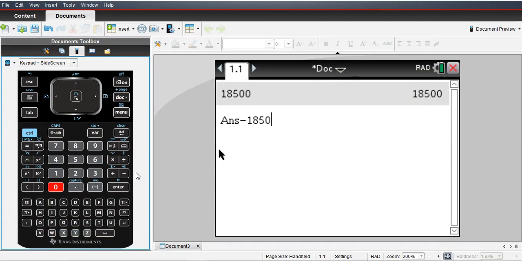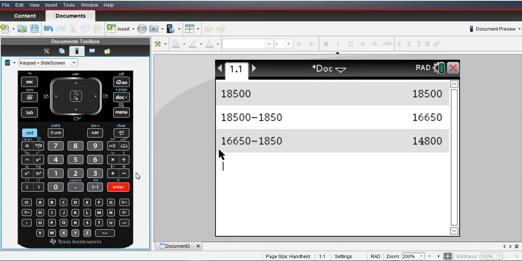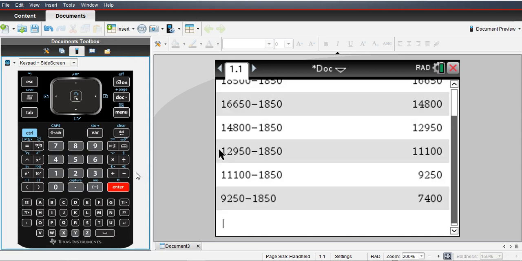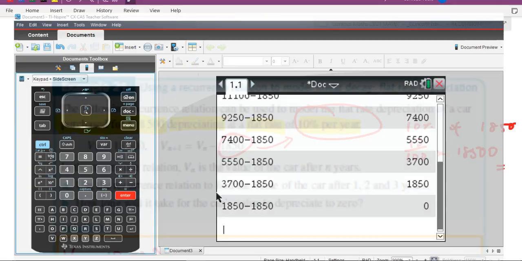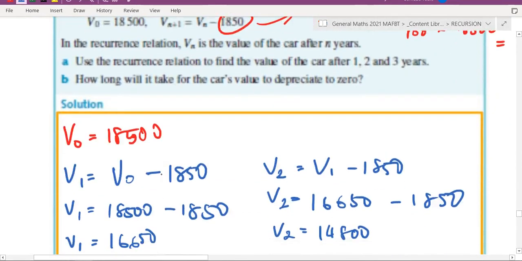And then you just keep pressing enter. So when you press enter once, that's term 1. Enter again, term 2, 3, 4, 5, 6, 7, 8, 9, 10. That's it. Easy. Okay, so on the 10th year.